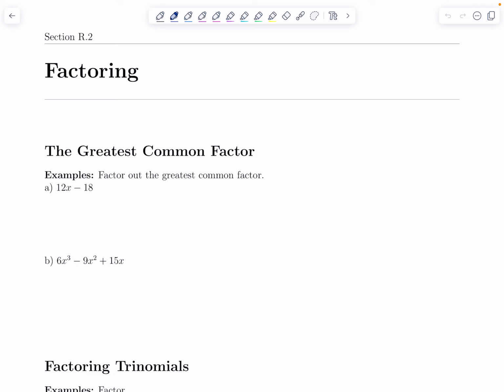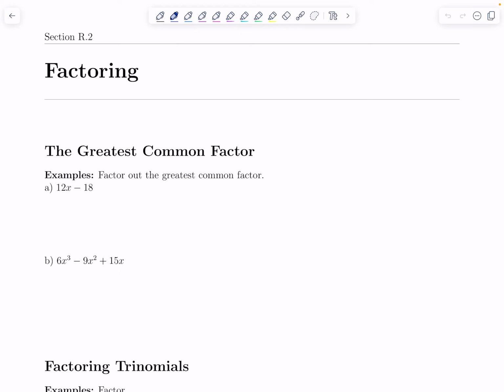This is the video lecture for section R.2 for business calculus on factoring. This is just going to be a brief overview of your factoring techniques and strategies. But if you need more examples and a little bit more of an in-depth explanation, I'm going to link additional video lectures that I have on factoring, just in case you need a little more than what I'm going to go over here. So the first factoring concept we need to go over is factoring out the greatest common factor.